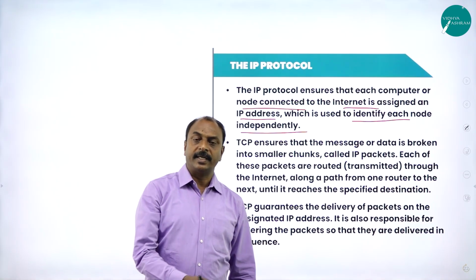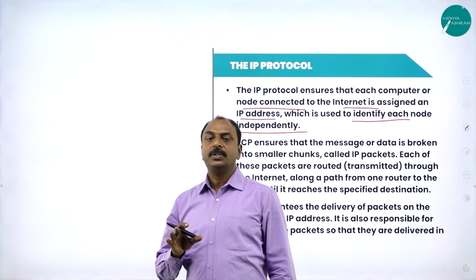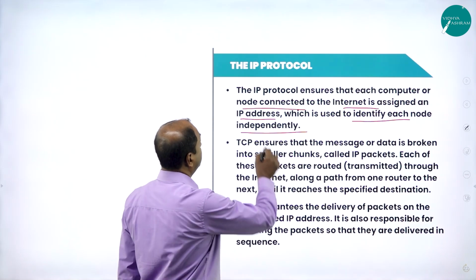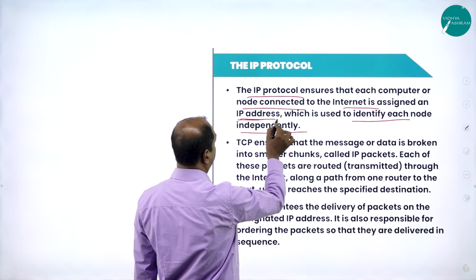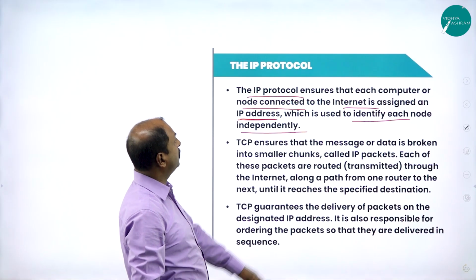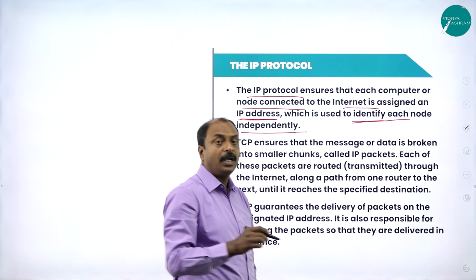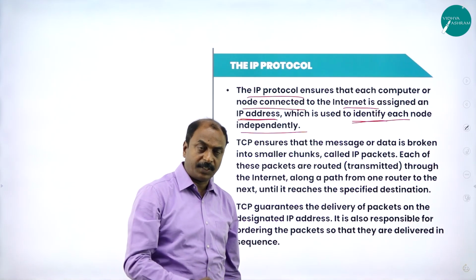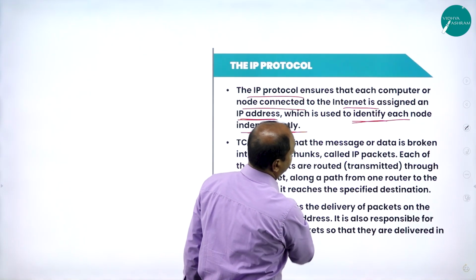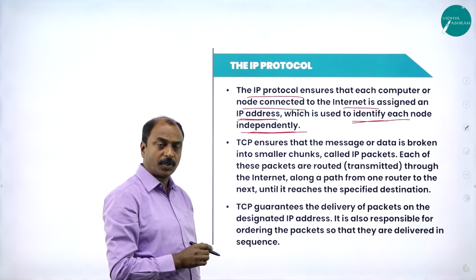So now we have learned that all computers in a network have to be connected to each other, and how the computers or nodes are identified in a network is through this IP address, nothing but IP protocol, Internet Protocol. So this protocol assigns a unique address to each and every node in a computer network, so that each node can be independently accessed or identified in a network. That is the function of IP protocol.